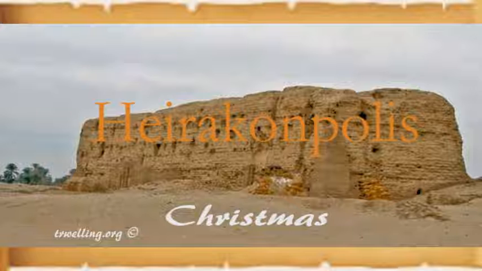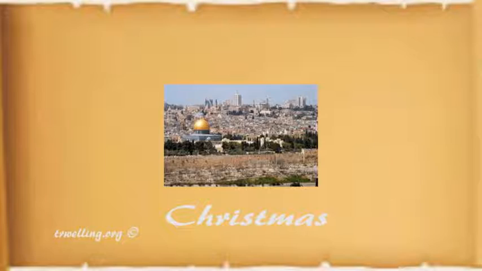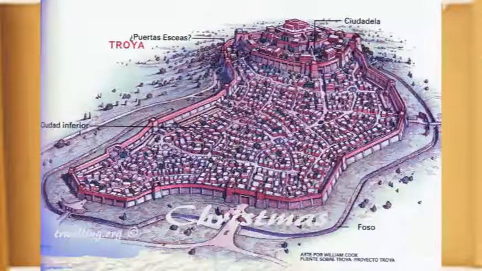Upper Egypt, there's an Israel. The west side of the Nile between Saqqara and Giza, according to the Aten drawing, is another Israel. Jerusalem has been Israel a couple times. Troy was a very small Israel and did not last very long.